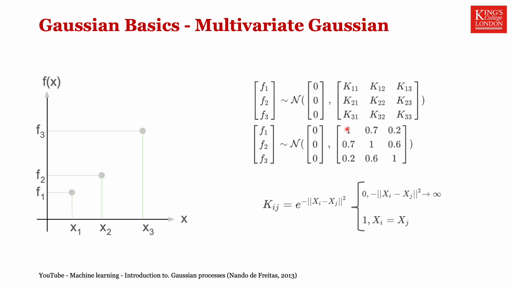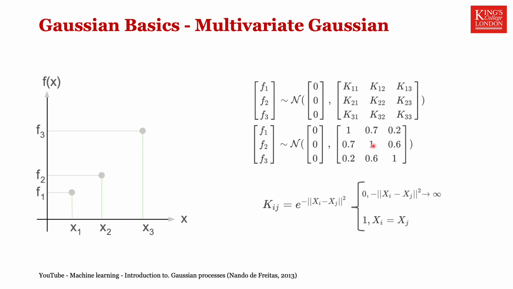So this tells you that, for example, the relationship of point 1 with point 1 is 1. The relationship between point 1 and point 2 is 0.7. And the relationship between point 1 and point 3 is 0.2. And that's because it's further away. So the influence that point 3 should have on your ability to fit the function in point 1 is dependent on the distance between them.